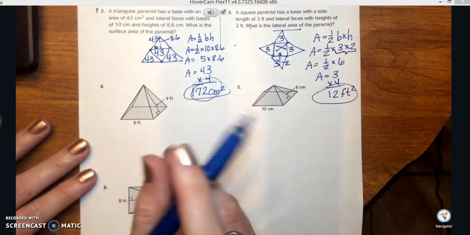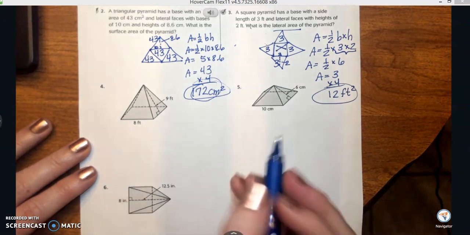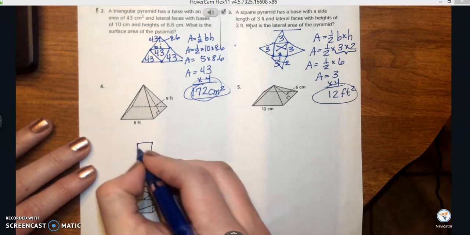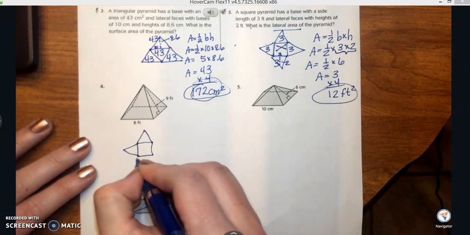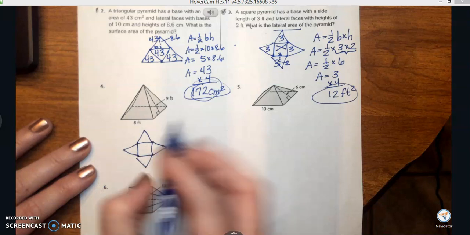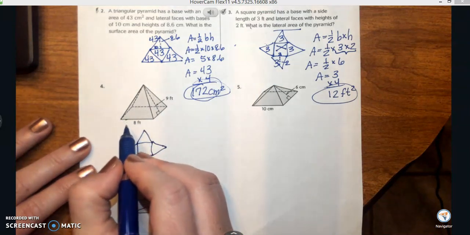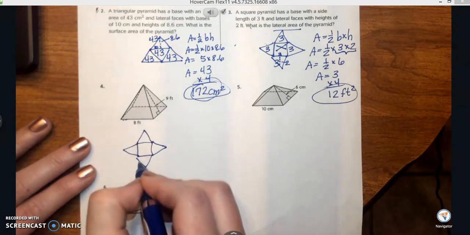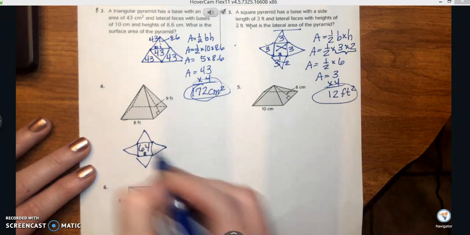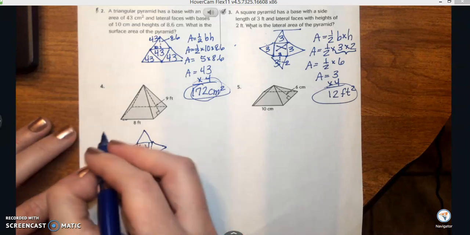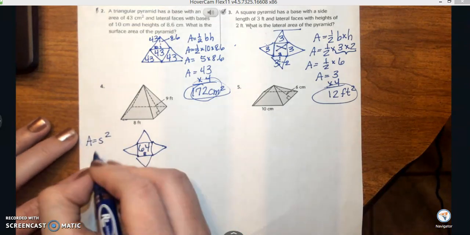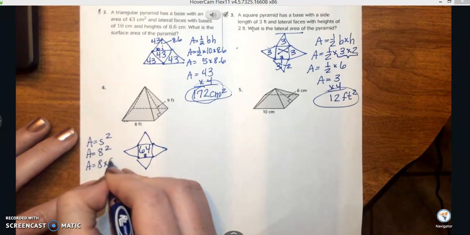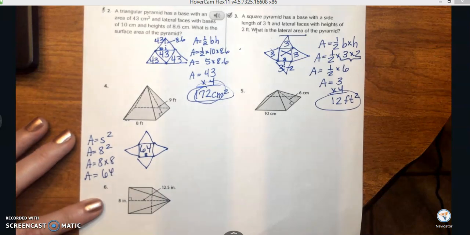Okay, number 4, again, we are using nets to find the surface area. So I'm going to go ahead and draw my net. It's a square on the bottom, so it's a square pyramid. Okay, so if it's a square pyramid, and this side's 8, that means this other side's 8. So 8 times 8 would give me an area of 64 here. So all I did was take the side and square it. So area is 8 squared, which means 8 times 8, which is 64. So that's where I got the 64.